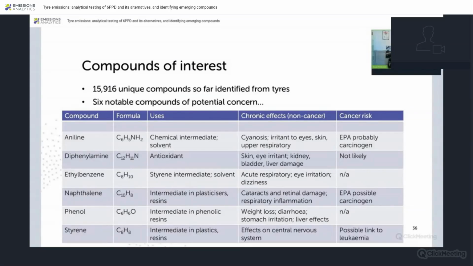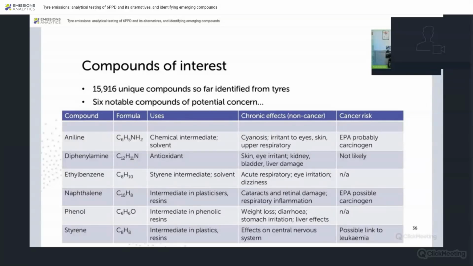So finally, just to think at the sort of wider pollutants, so what other potential pollutants are we seeing that are either in the tyres themselves or potentially formed through degradation in the environment? Well, as Ime said, we've seen about 16,000 chemicals. Well, in fact, it's 15,916 unique compounds so far identified. And there are 6 notable compounds that we're focusing on further because of their potential chronic effects and in some cases cancer risks, as you can see from aniline down to phenol and styrene, many of which are used as intermediates in the production process.